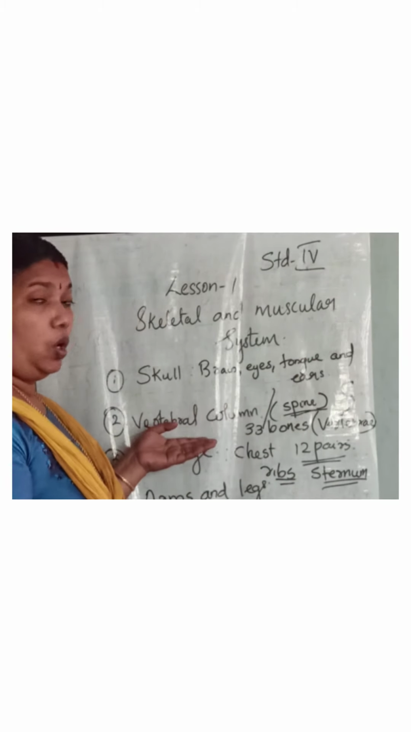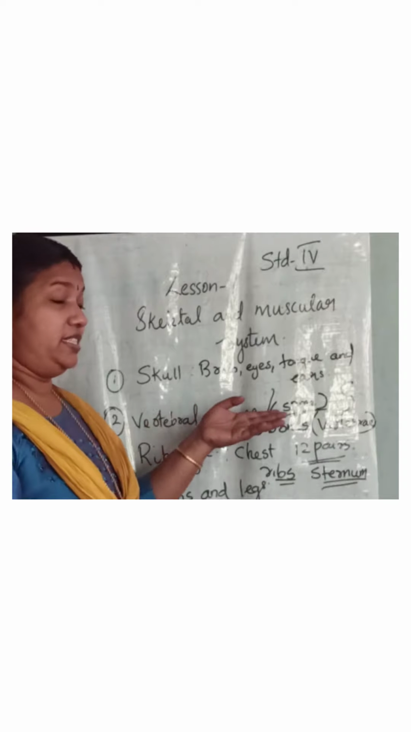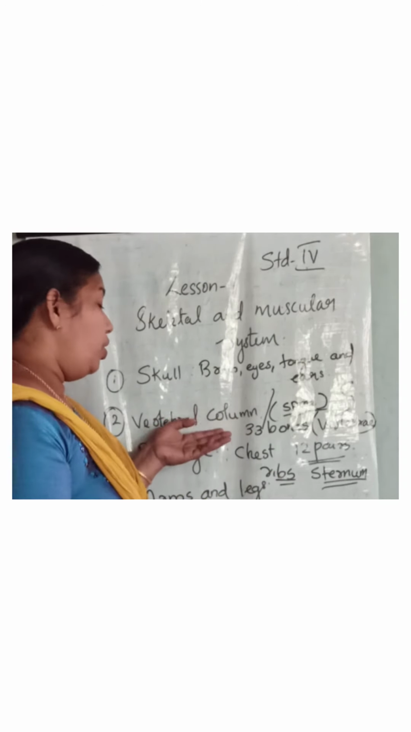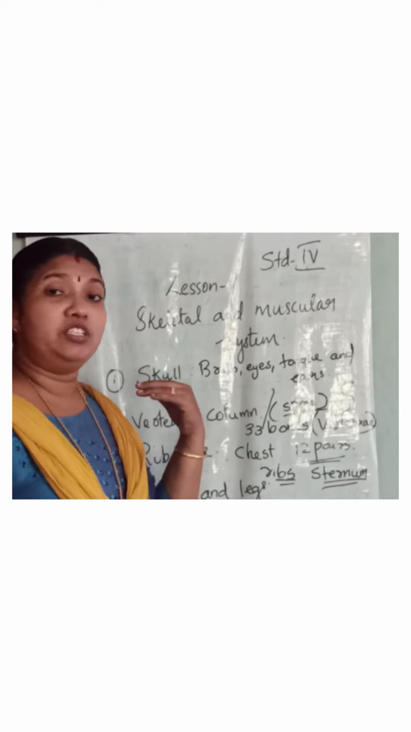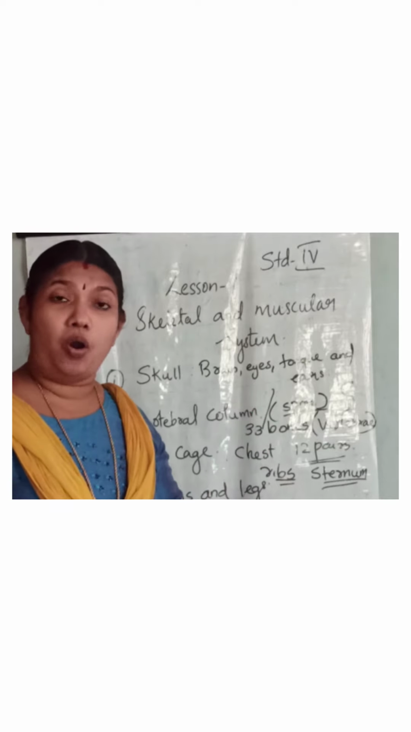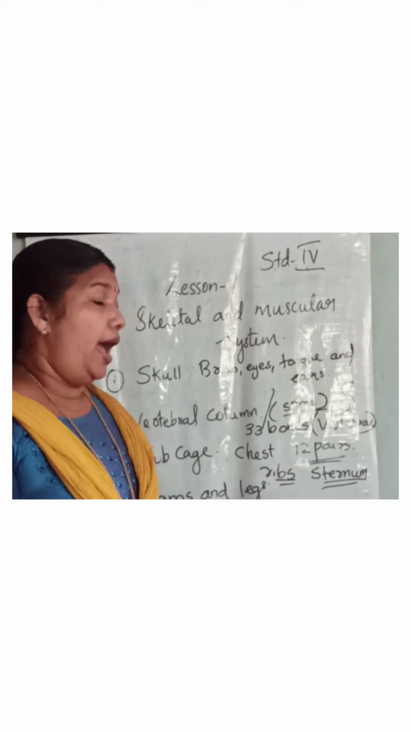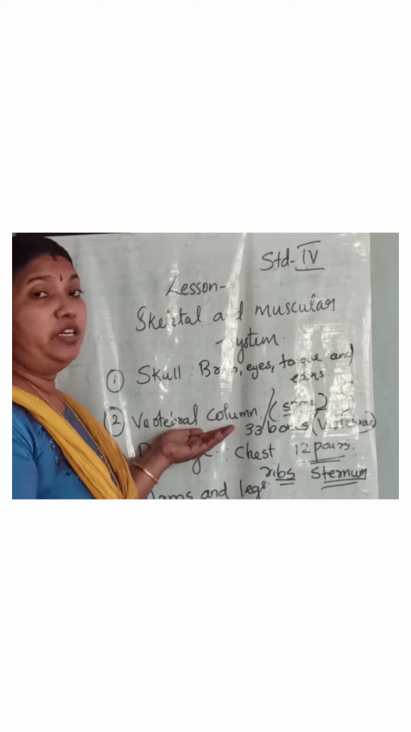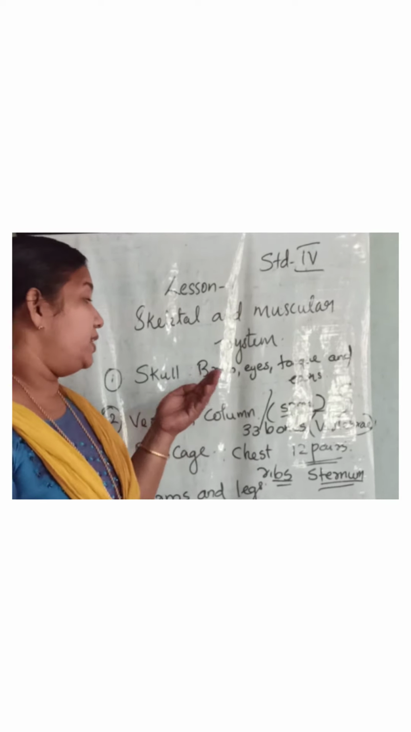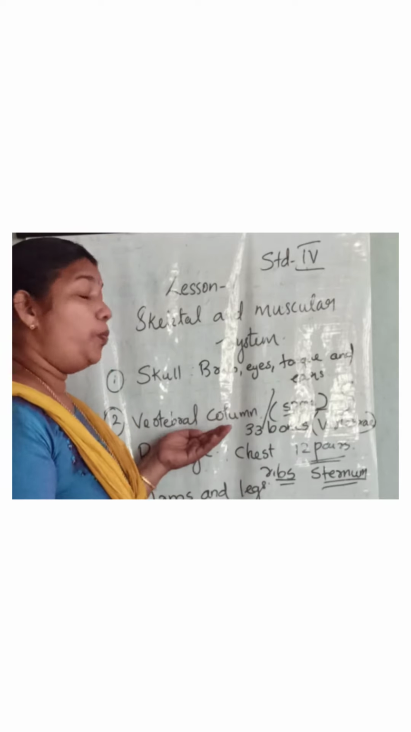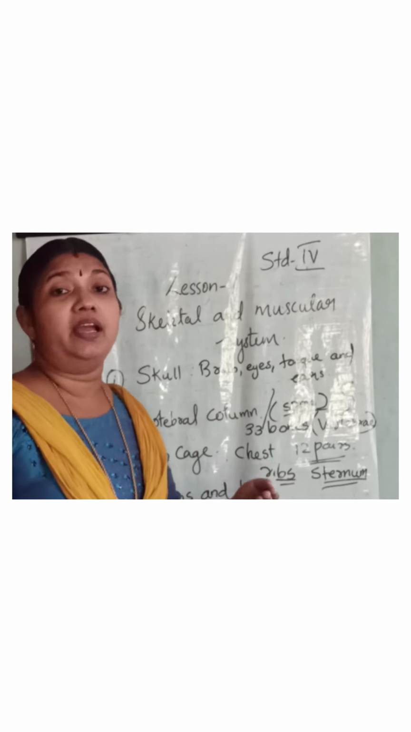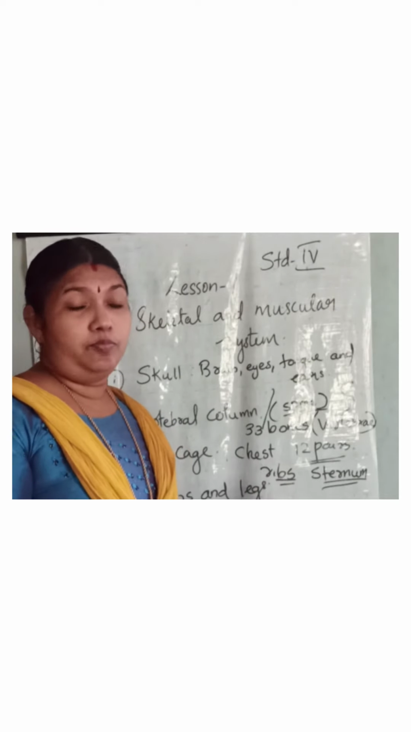Next is the vertebral column. The vertebral column is otherwise known as the spine, and it is an S-shaped tubular bone found on our back, which supports our back and consists of 33 small bones known as vertebrae. And what is the function of the vertebral column? It bears the weight of the upper body, it protects the spinal cord, and it also protects our head from jerks and shocks while walking, running and other movements.